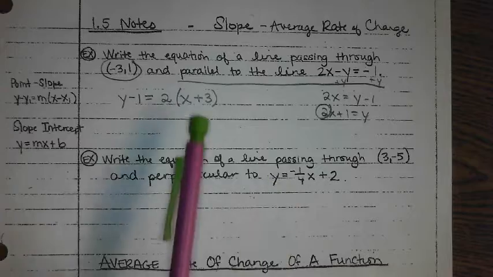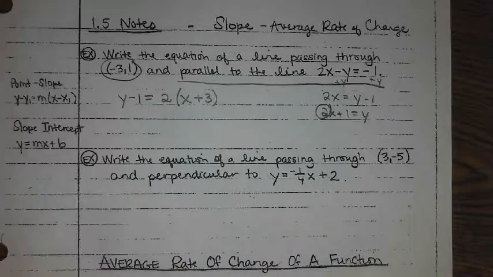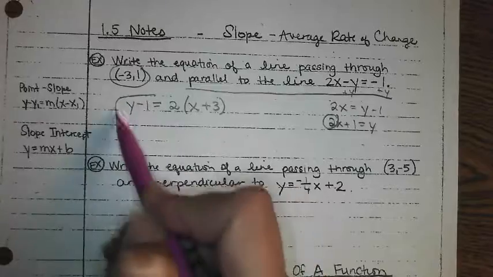So that's point slope form. Does it say what? No, it doesn't specify that it wants it in any specific format, so you might as well just stop here.